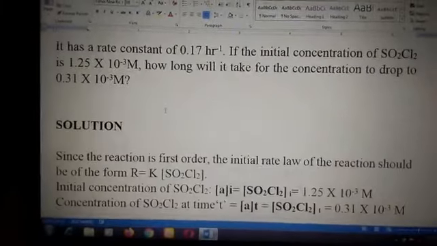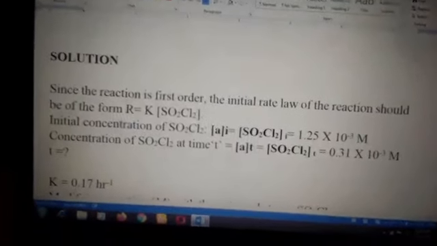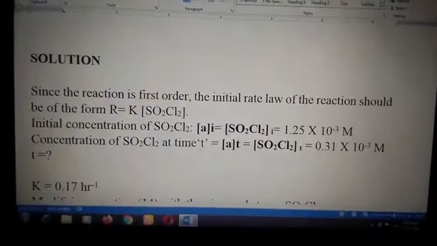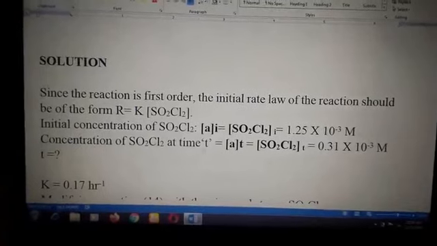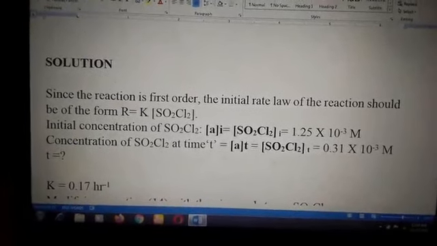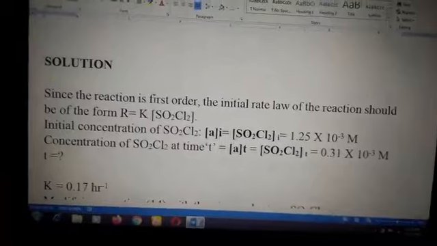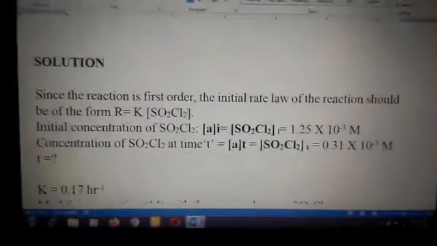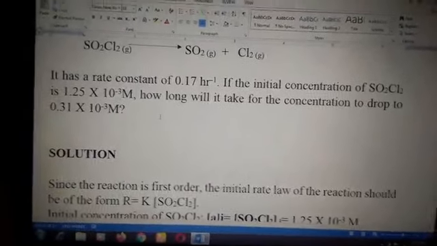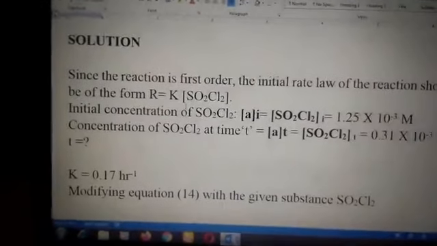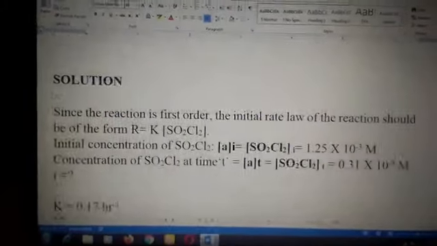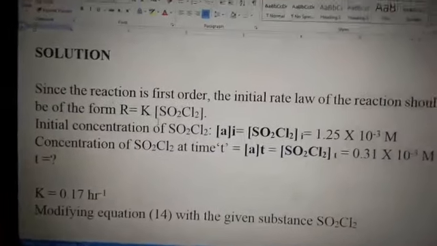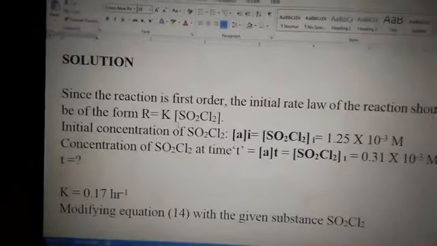Having done that, we go to the solution. It says, since the reaction is first order, the initial rate law of the reaction should be of the form rate = k[SO2Cl2]. They did not give out the rate law, but how to write the rate law. Since it is first order, in the rate law we connect the rate of reaction to the concentration of the reactant. The reactant is SO2Cl2. Since it's first order, the concentration of SO2Cl2 will be raised to power 1. So it's a first order kinetic.